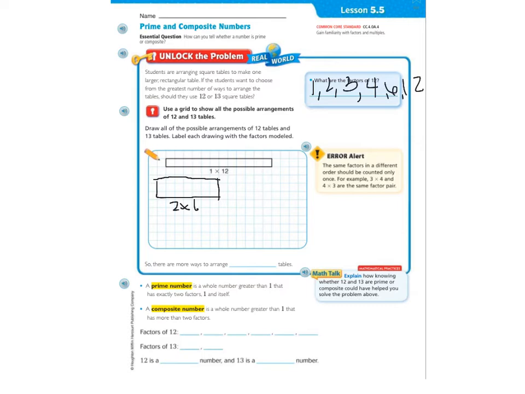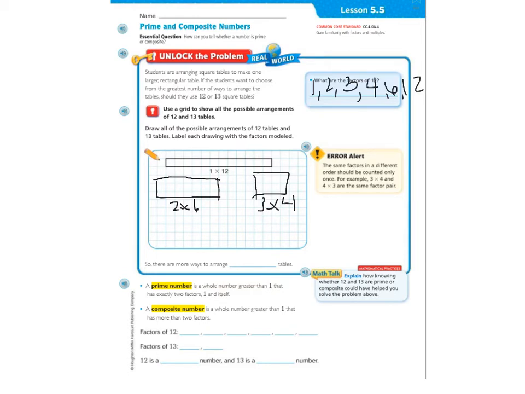Another model we can draw is 3 times 4, which also gives us 12. So up 3, over 4. We're going to go over 1, 2, 3, 4. And that's going to give us 3 times 4. Okay, so we modeled 1 times 12, we modeled 2 times 6, and we modeled 3 times 4. All of those tables will give us 12.